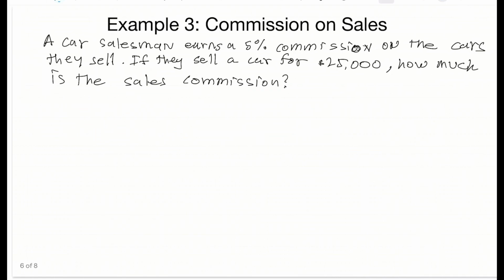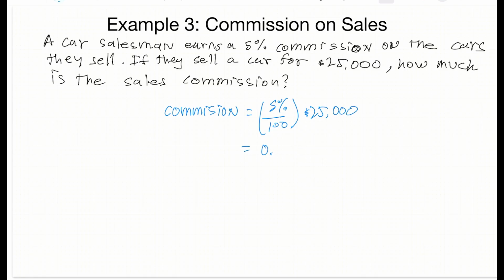Now let's look at another example. Commission on sales. A car salesman earns a 5% commission on the cars he sells. If they sell a car for $25,000, how much is the sales commission? Okay, on this one, we're going to do the commission. It is going to be 5% divided by 100 times the value of the car that he or she sold.